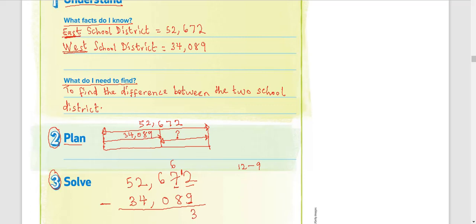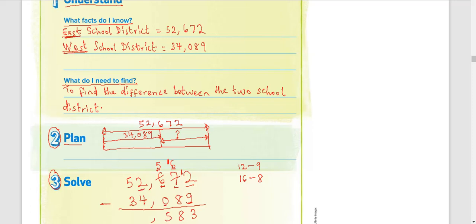Next, to the next place value, you have 6. 6 minus 8. 6 is smaller than 8, so it's not possible. Go to the next door to borrow. I go to the next door, which is 6, to borrow 1. 1 borrowed from 6 will remain 5. The 1 I borrowed, I put it here. It makes it 16. So we have 16 minus 8. That will give you 8. So next, to the next line is now 5 minus 0, which is 5.